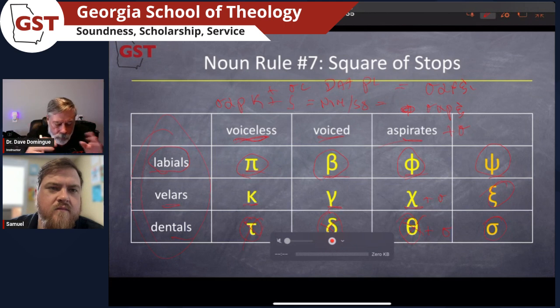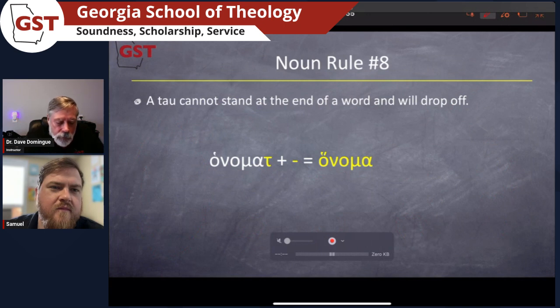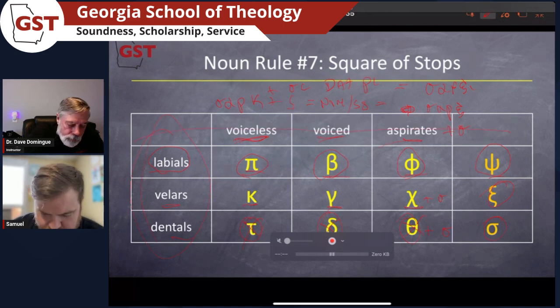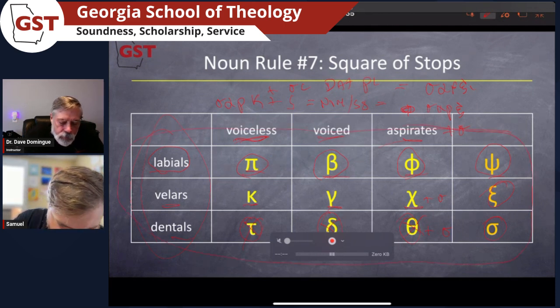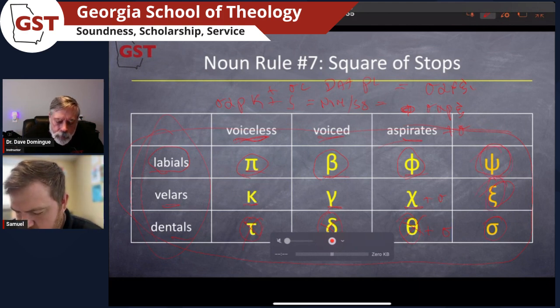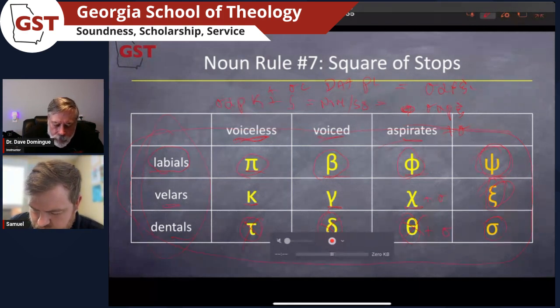So there's different names for those. That's all that really is, I think. So here's noun rule number 8. Okay. Noun rule number 7 is a square of stops. You do want to know this. If you know this, that will make your life so much easier when you start saying, oh, I see what happened here. That's why that's a C, or that's why that's a sigma.